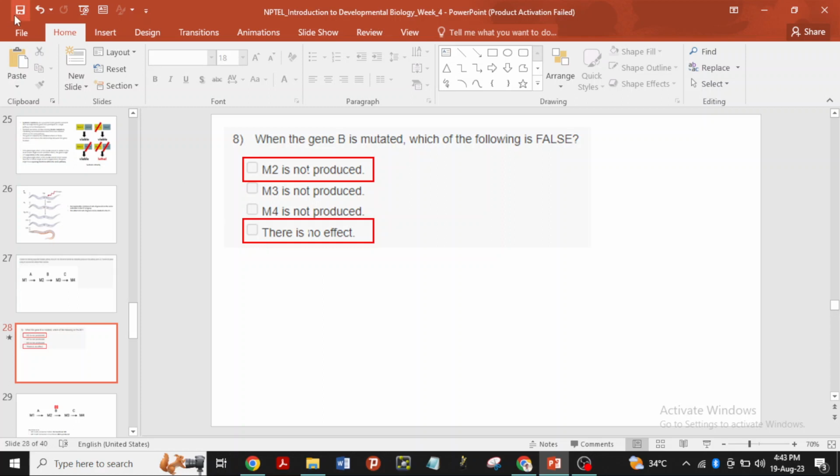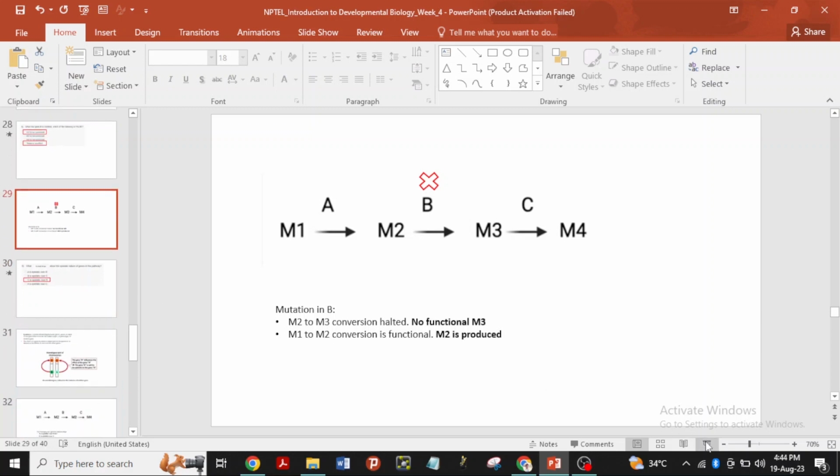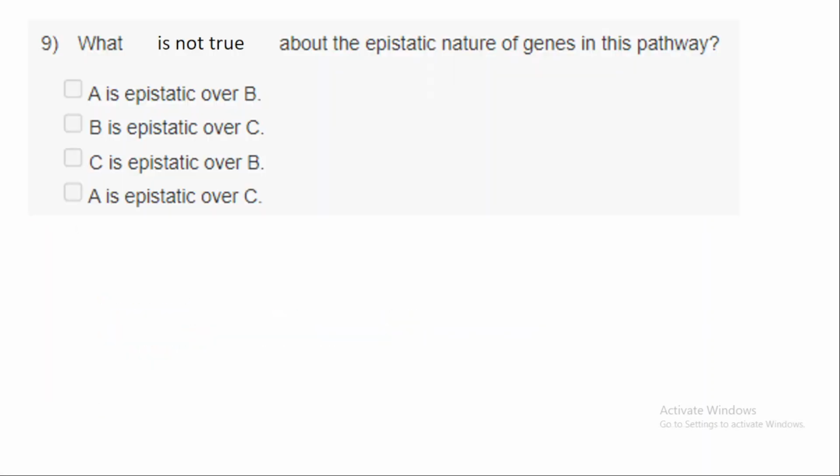There is no effect will also be the answer to this question. Okay. Now let's quickly move on to the next question. What is not true about the epistatic nature of genes in this pathway? Now you have to figure out which genes are epistatic over which.